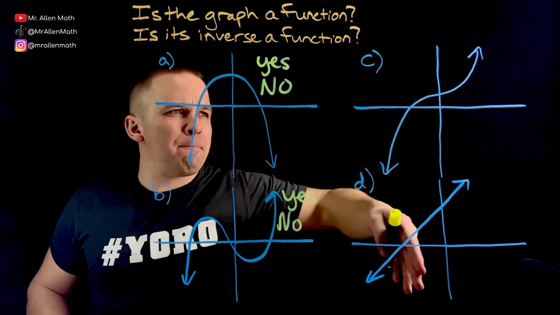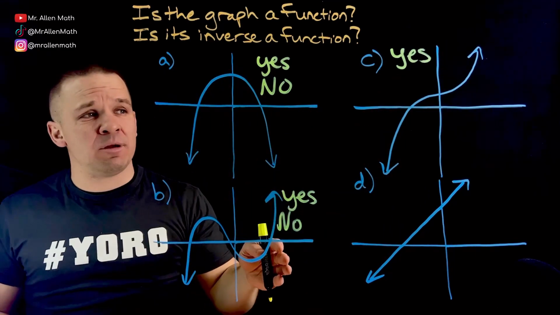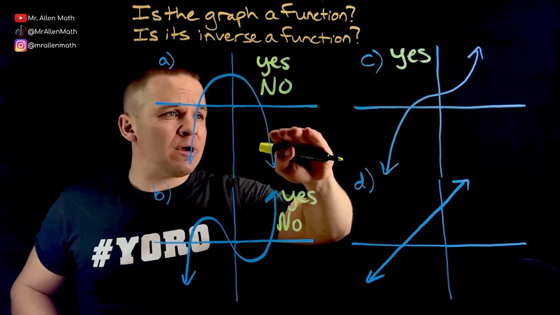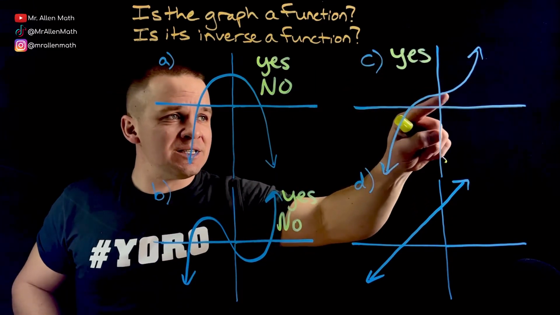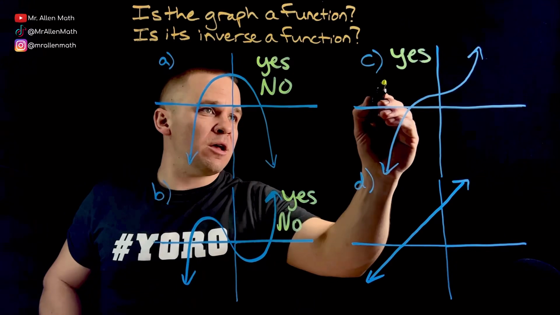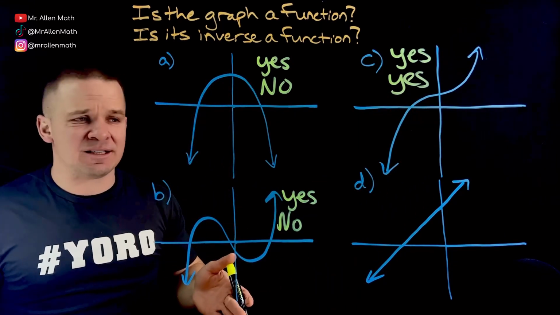Vertical line test. Passed. Yes. So it is a function. Now, is its inverse going to be a function? Well, from what we see here, it will pass that horizontal line test because it's only going to go through once. This doesn't dip back down like this one does here. So we got our first yes, yes. Double yeses. I like double yeses. That's exciting stuff. Last one here.